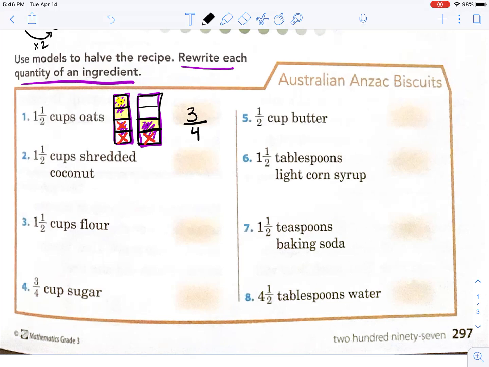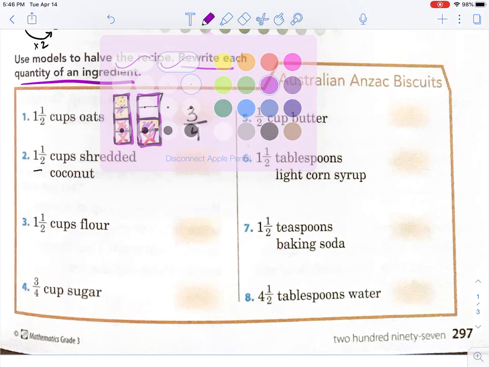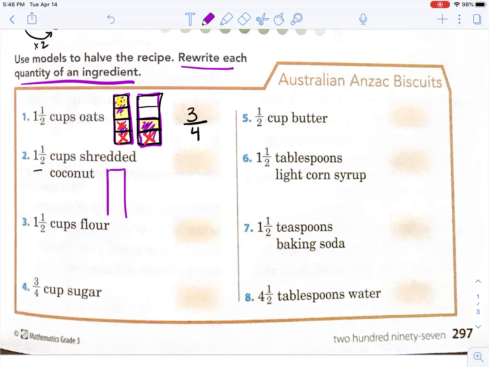Well, here's the good news, boys and girls. Without doing this again, it's the exact same fraction. 1 1/2, but I want to show you one more time. 1 1/2. Here's one. Here's another one. Okay. There's halves. I have 1. Do you see it? And 1/2.